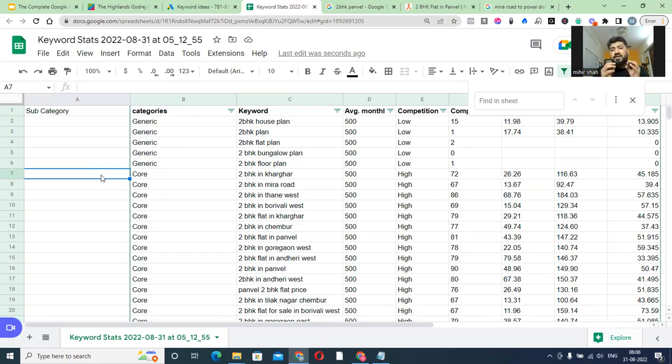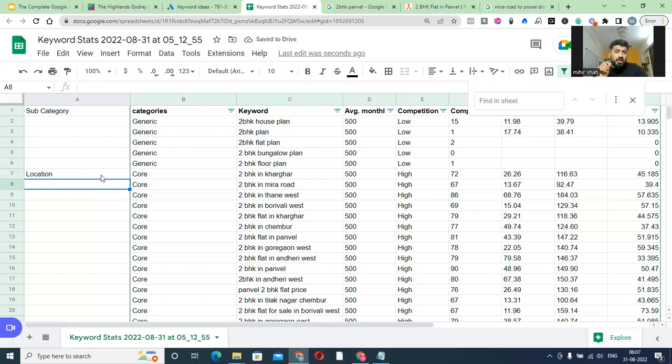How do you identify a subcategory? A subcategory is basically when it talks about intention. I'll walk you through a couple more intention bits in a bit. Let's start with the example at hand. Now, when I see 2 BHK in Kharghar, here what I am trying to look for is a location. I want a 2 BHK. That's a very obvious choice. But I want that 2 BHK in Kharghar. So what I'm going to do is put a location tag here.